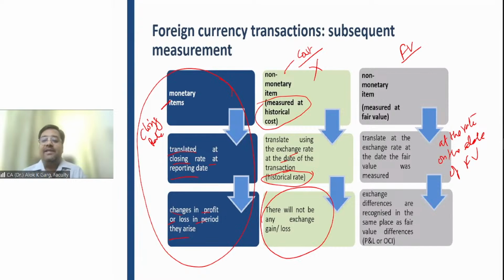And the rate becomes 62. The creditor is a monetary item. So you have to convert at the rate of 62 rupees. So you will have a loss of 2 lakh rupees as an exchange loss, right? So this exchange loss will go to the profit and loss account, right?